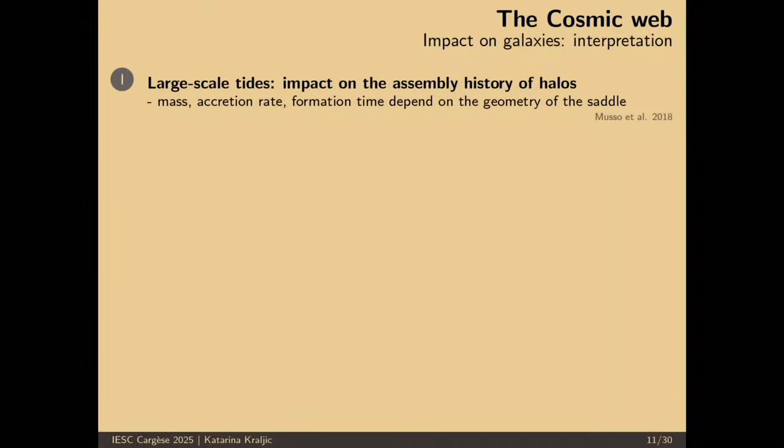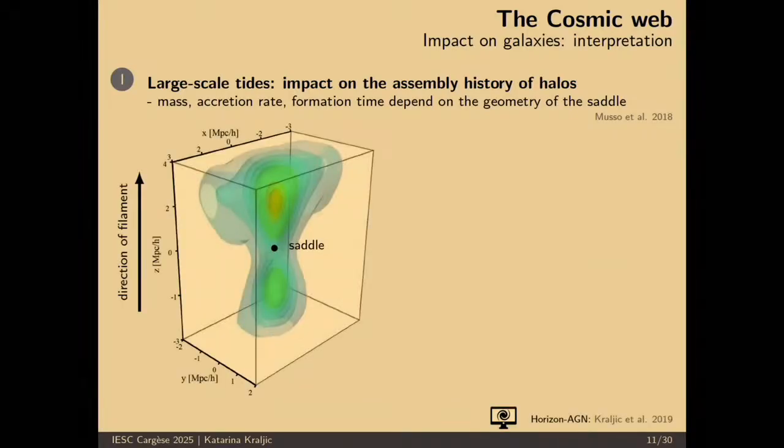There are physical processes at play. I was arguing that it's the assembly history of halos that impacts the mass, the density, the accretion rate, and so on and so forth. But this, strictly speaking, we could have applied only to dark matter halos. So what about galaxies?